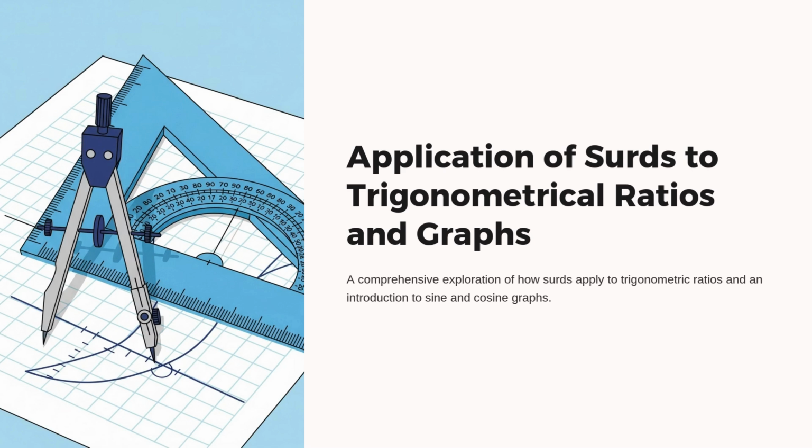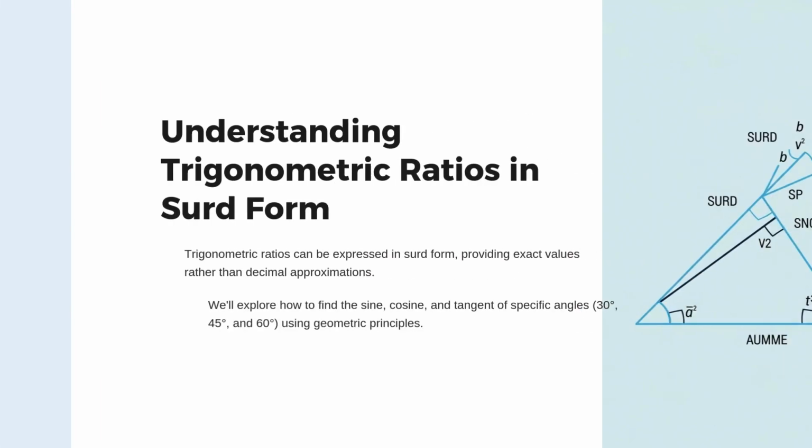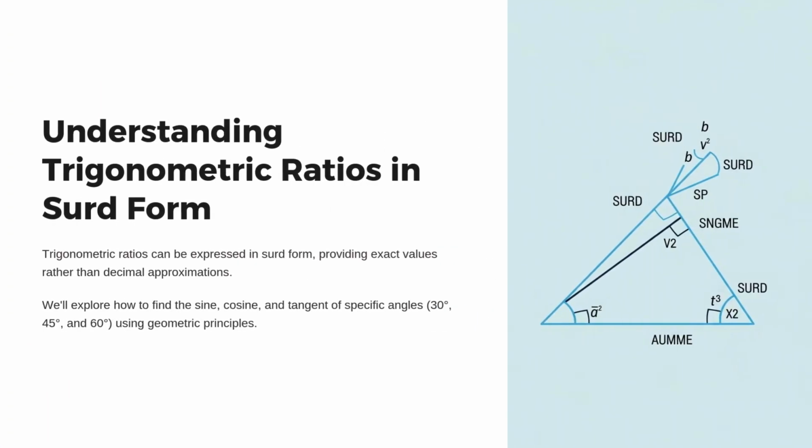Application of Surds to Trigonometrical Ratios and Graphs. A comprehensive exploration of how surds apply to trigonometric ratios, and an introduction to sine and cosine graphs. Understanding trigonometric ratios in surd form. Trigonometric ratios can be expressed in surd form, providing exact values rather than decimal approximations.